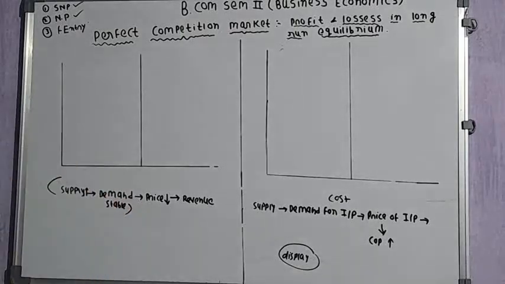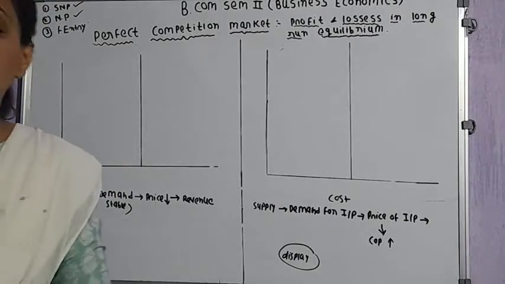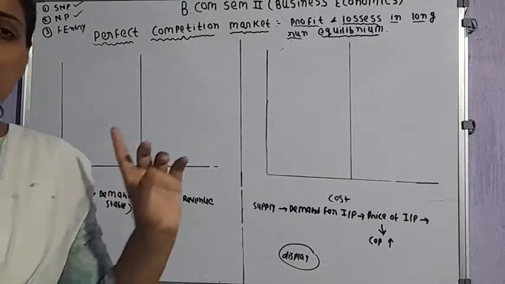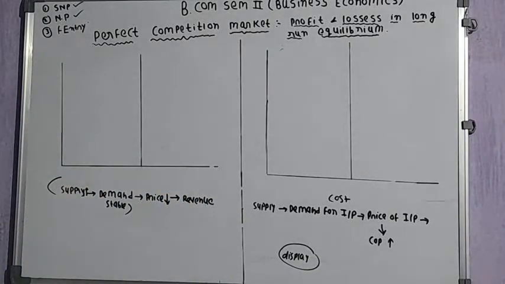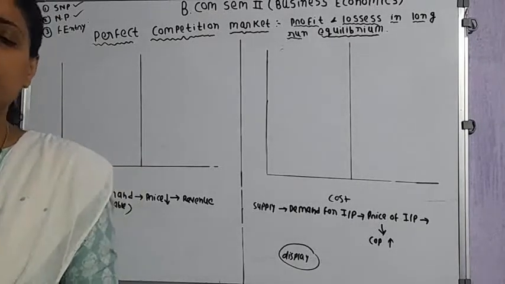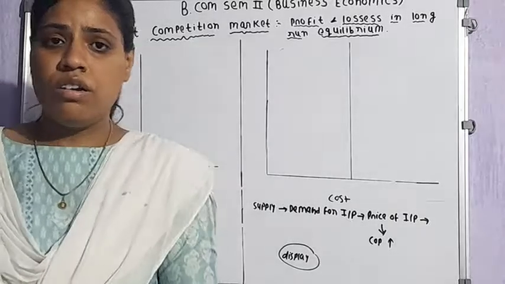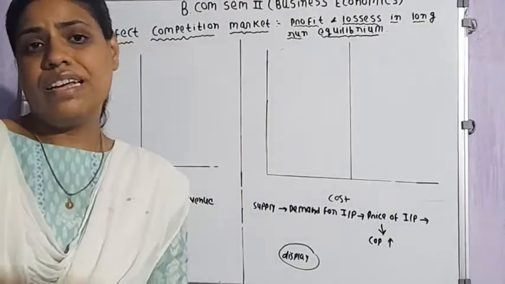Therefore in the long run, what happens? In the long run, under the perfect competition market, each and every firm will earn the normal profits only. They can never earn the supernormal profits in the long run, or incur losses in the long run. Why can they not incur losses in the long run?